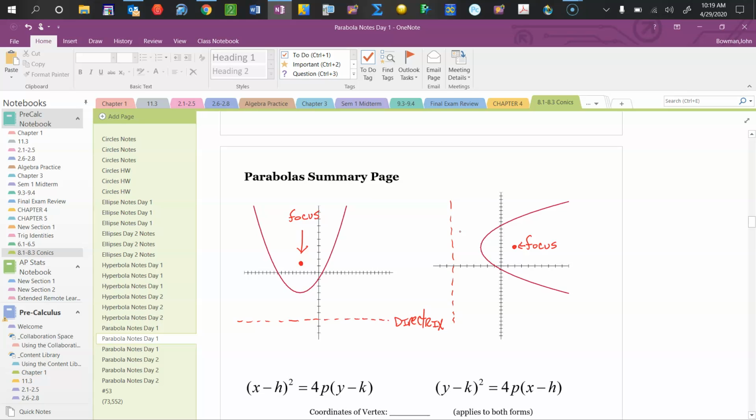So in the equations, you'll notice the value of p, and p tells us actually quite a bit about the parabola. The distance from the vertex to the focus has a value that's equal to the absolute value of p. The distance from the focus to the vertex also has a value that's equal to the absolute value of p. And that would apply to both the horizontal and vertical parabolas.